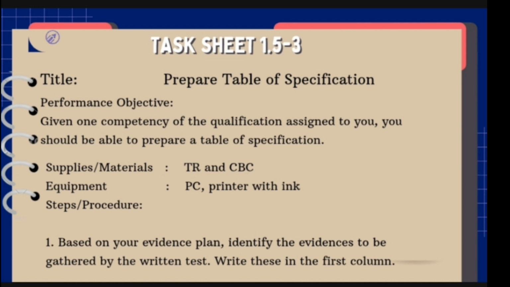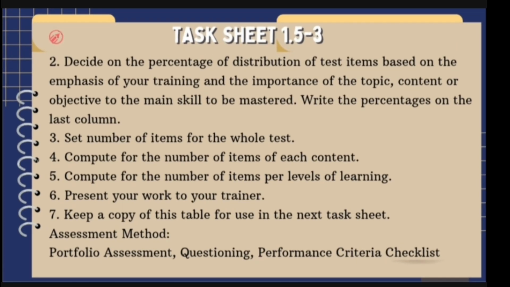Steps and procedure. Number 1. Based on your evidence plan, identify the evidences to be gathered by the written test. Write this in the first column. Number 2. Decide on the percentage of distribution of test items based on the emphasis of your training and the importance of the topic, content, or objective to the main skill to be mastered. Write the percentage in the last column. Number 3. Set the number of items for the whole test. 4. Compute the number of items for each content. 5. Compute the number of items per level of learning. 6. Present your work to your trainer. 7. Keep a copy of this table for use in the next task sheet.